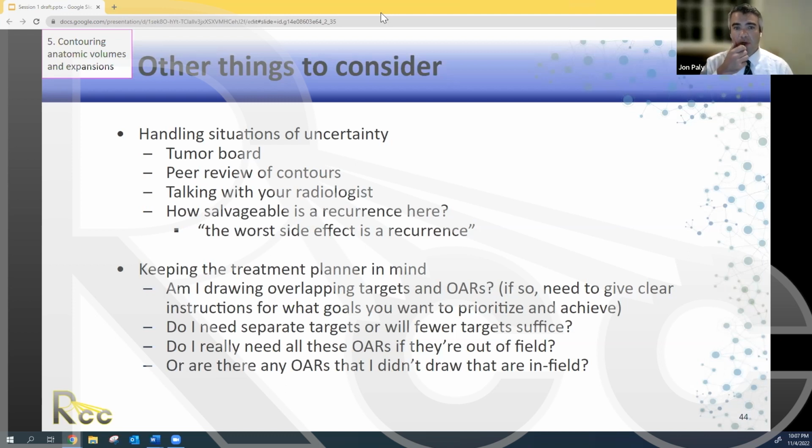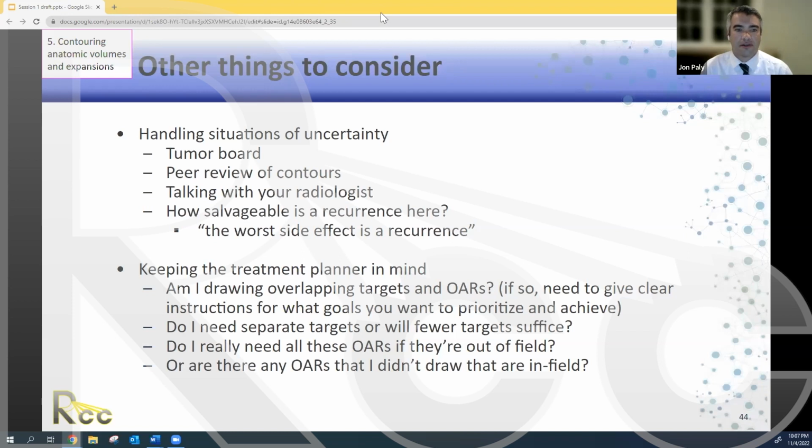Talking to the radiologist one-on-one about anatomy on your simulation scan or on the diagnostic imaging scan can be very helpful if you're uncertain. And then sometimes it's also just good to ask yourself, if you're worried about covering an area or not, how salvageable is a recurrence here? When I'm thinking about contouring something, certain areas like the presacral space during rectal cancer treatment, or the base of skull for certain head and neck cancers, are extremely hard places to salvage a recurrence. And so you might be a little bit more generous in some of those areas while, of course, still respecting normal tissue tolerances.